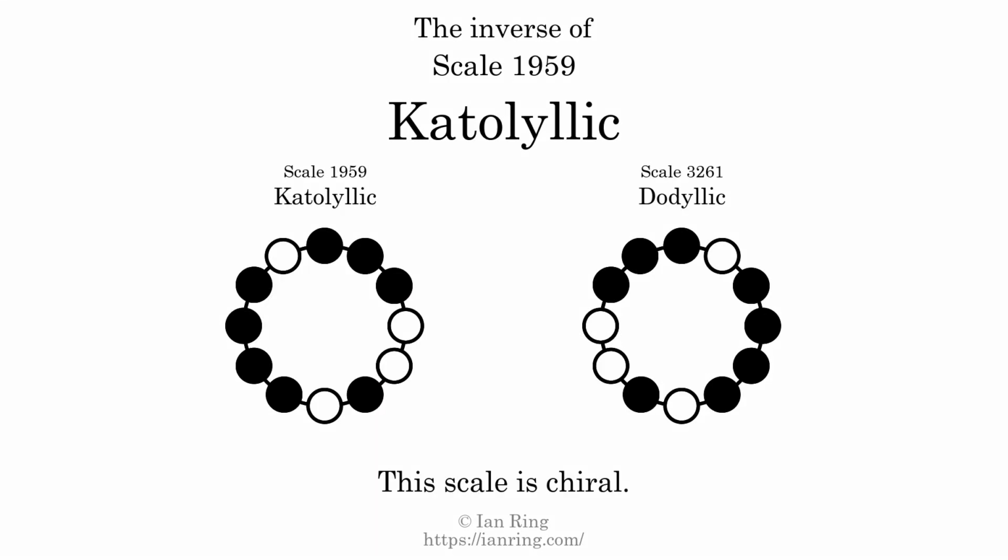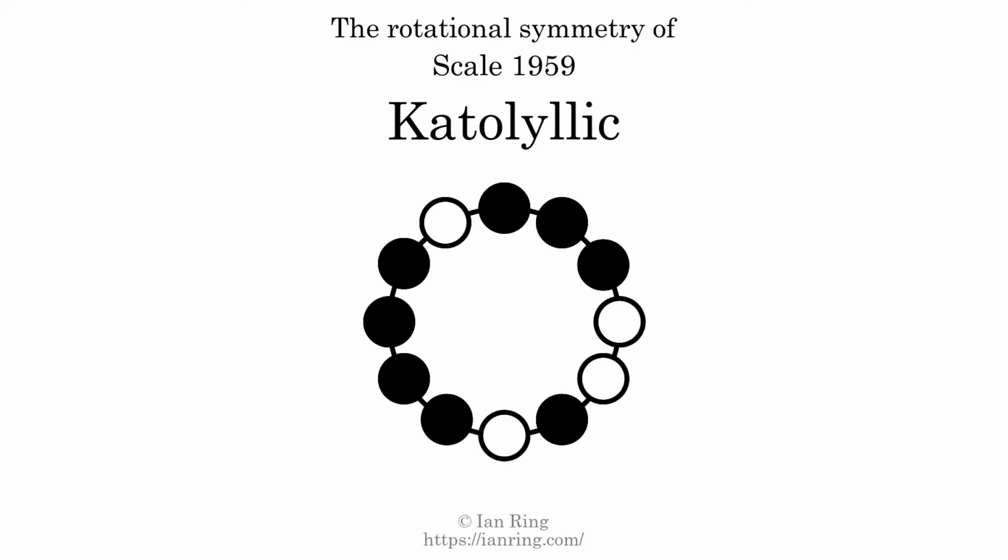The inverse of a scale is a mirror image. It is what you get when the sequence of intervals is reversed. The inverse of this scale is scale 3261, also known as Katolyllic. This scale is chiral. It cannot transform into its inverse by rotational transformation. This scale has no rotational symmetry.